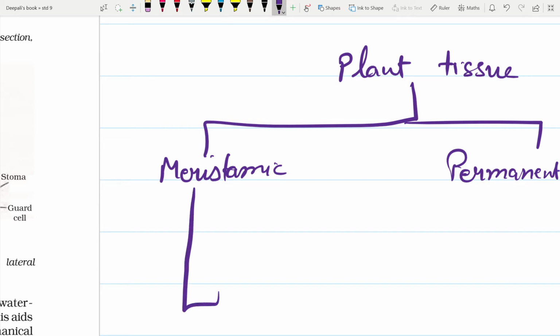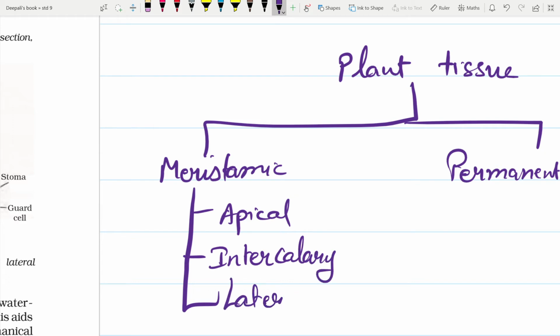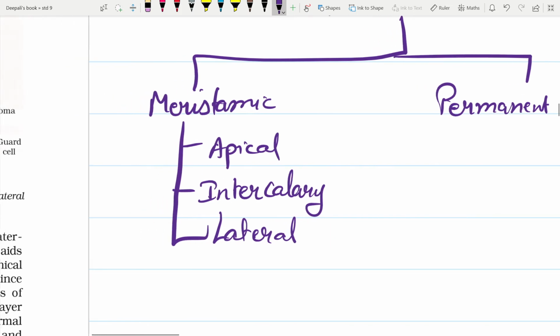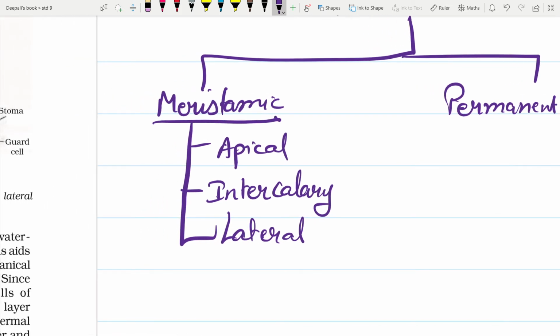Meristematic tissue is of three types: apical, intercalary and lateral. We are also very much clear with the function. Meristematic tissues are constantly dividing tissues. Apical meristem is present at the tip of the stem and roots. Intercalary meristem is present at the nodes and lateral meristem is present at the internodes. We also know the characteristics of cells of meristematic tissues.